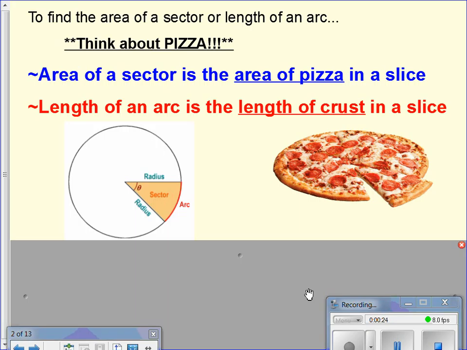So, the area of a sector is like the area of a slice of pizza. If I wanted to find out how much pizza I'm eating if I eat that whole blue slice, that's the area of a sector. The arc length, you can picture as a piece of crust. If I took that crust off and laid it out flat, how long is that crust? So this is a portion of the area and a portion of the circumference.